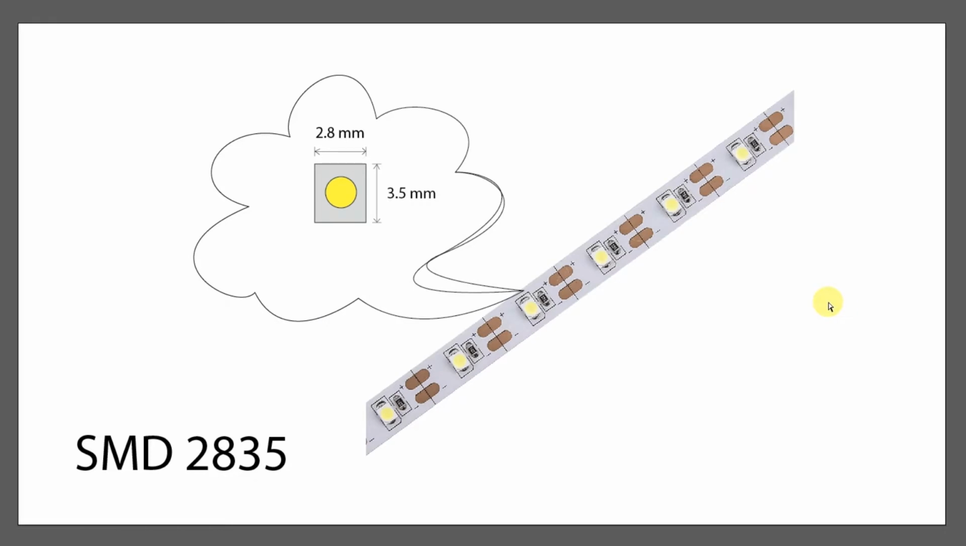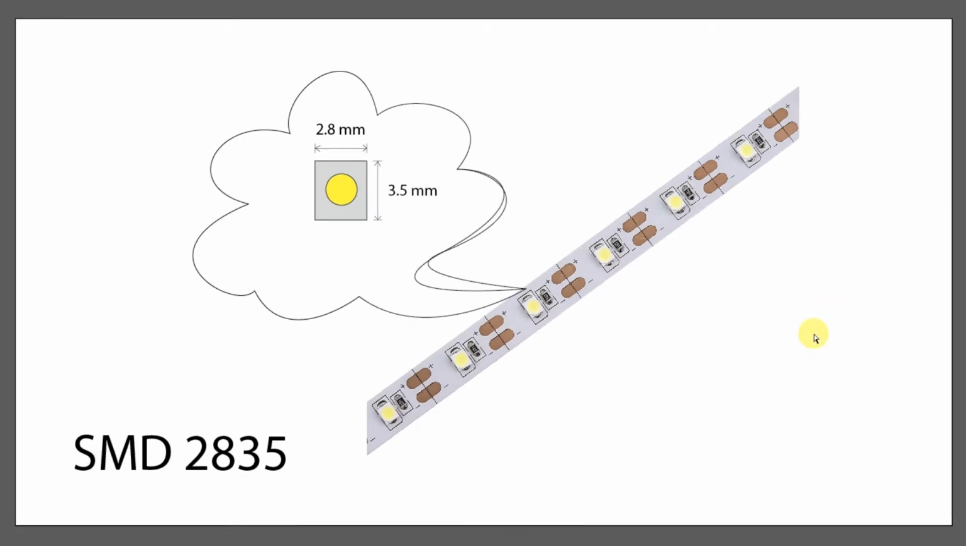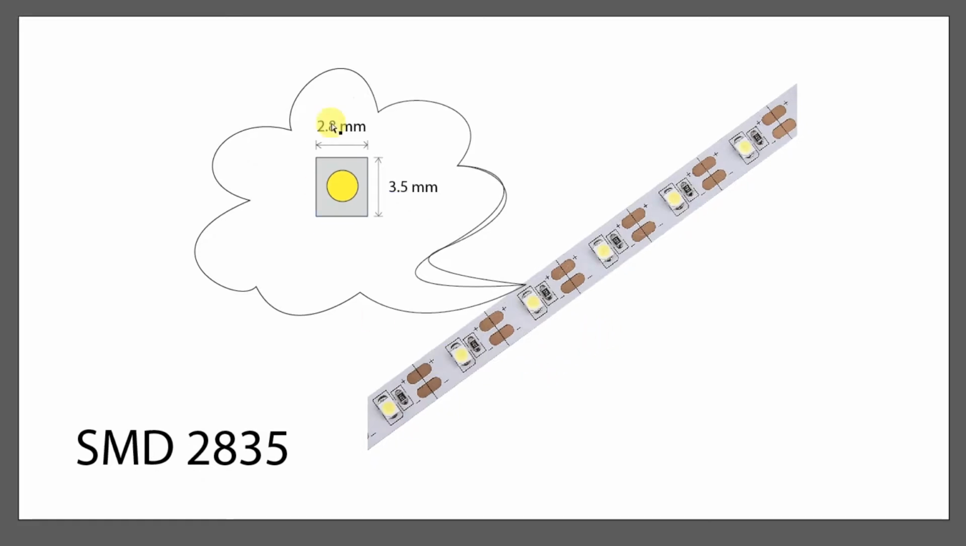For making LED strips, the most common and popular SMD model is 2835, and the width and breadth of the LED chip is 2.8 by 3.5 respectively. The model number is chosen from the dimension of the chip, and the model number is chosen as SMD2835.